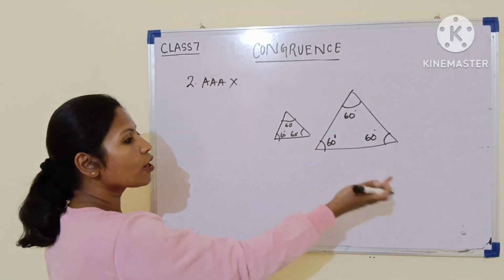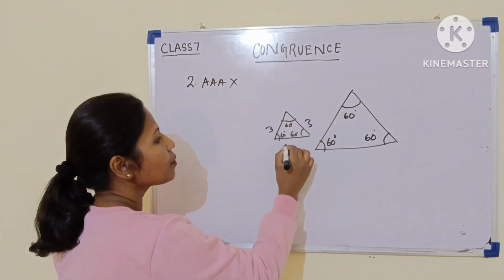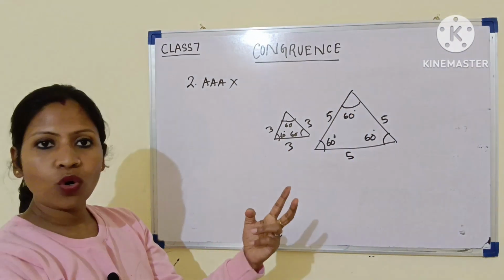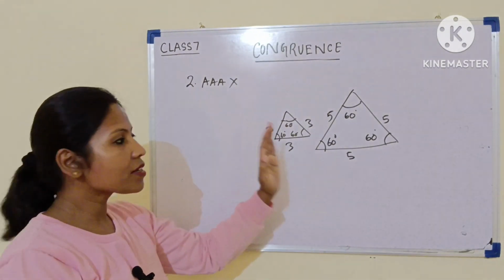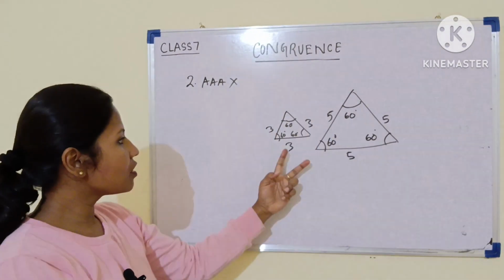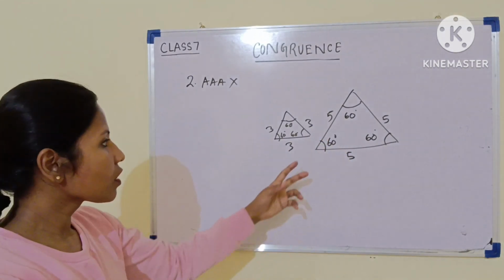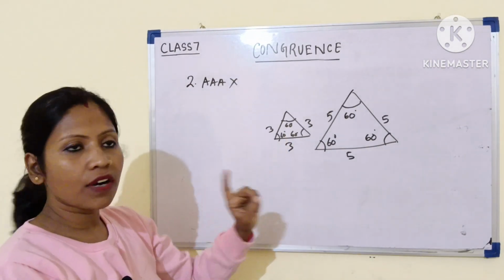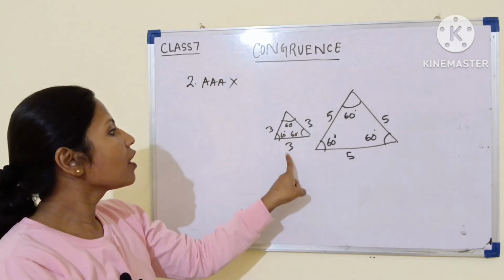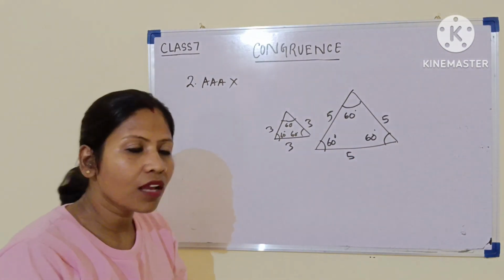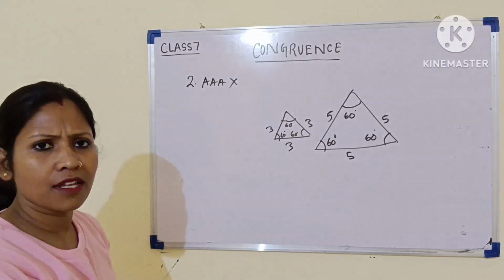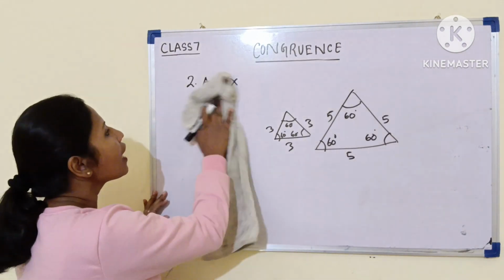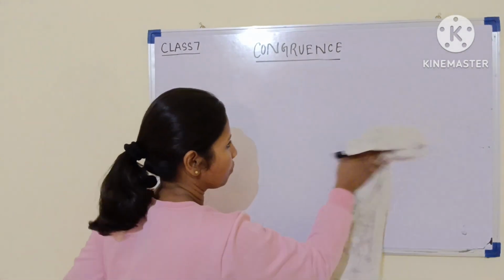No. Although these are two equilateral triangles, 3 centimeter, 3 centimeter, 3 centimeter and 5 centimeter, 5 centimeter, 5 centimeter. I have taken the example of two equilateral triangles. This has 3 centimeter sides, this has 5 centimeter sides, but these two triangles cannot be the same. So the AAA property does not exist. If three angles of a triangle are equal, we cannot say that the two triangles are congruent. This is the example, and there are many examples like this. I have just taken an equilateral triangle for your better understanding. So the AAA property does not exist for congruency.